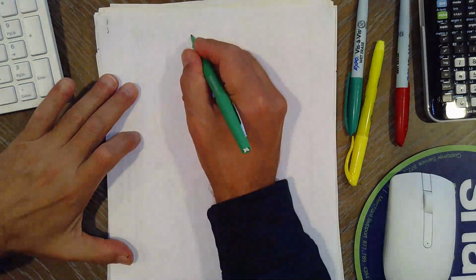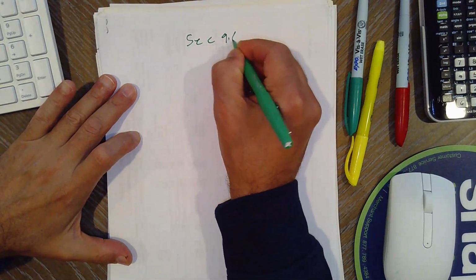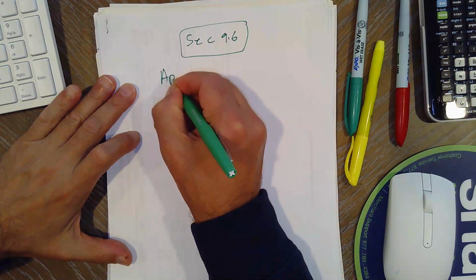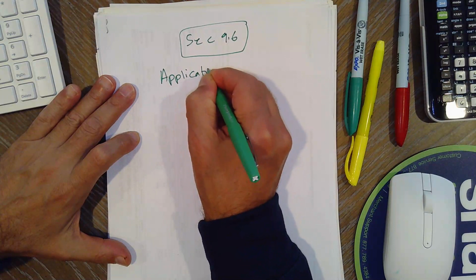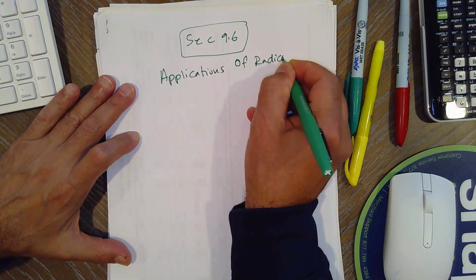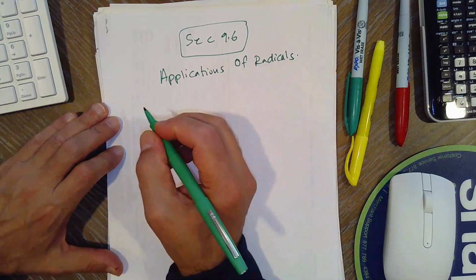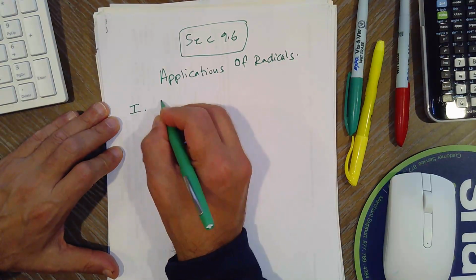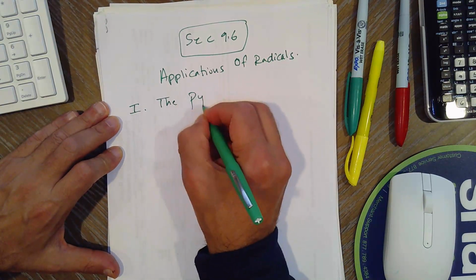Okay, so after going over radical equations, next we're going to see some applications of radicals in 9.6. The first application of radicals that I'm going to go over is the Pythagorean theorem.